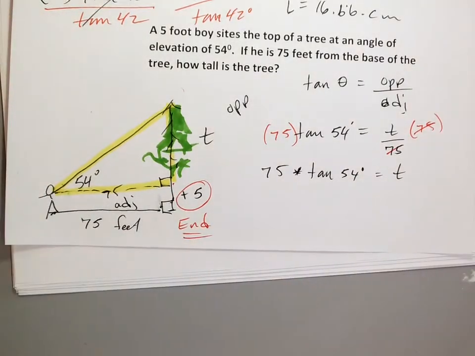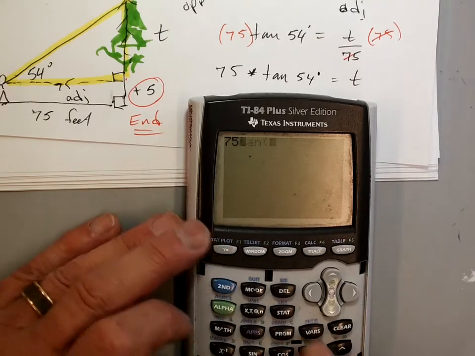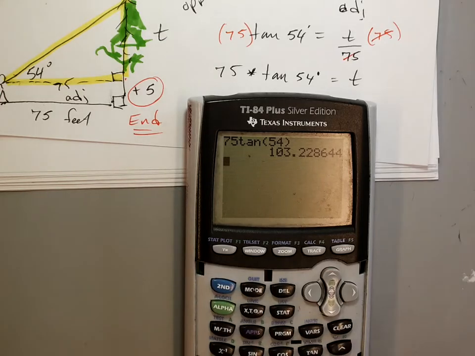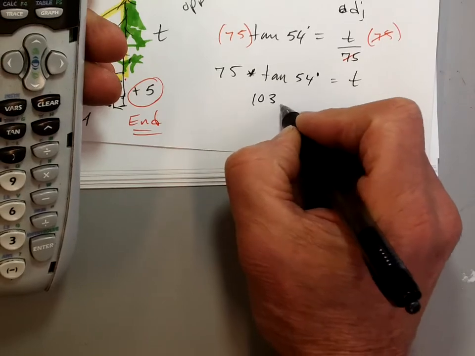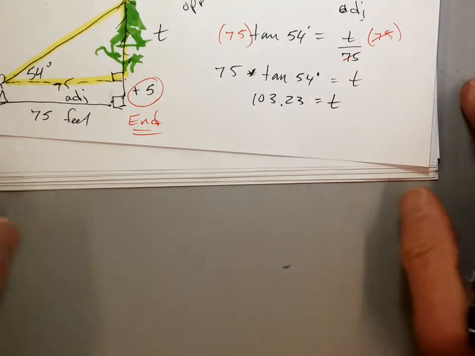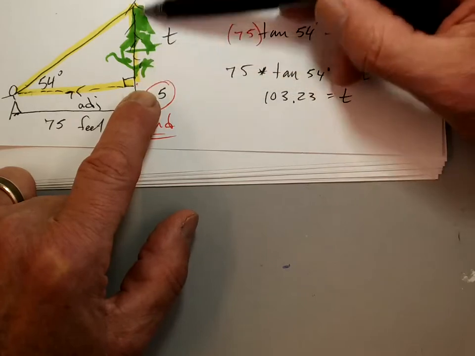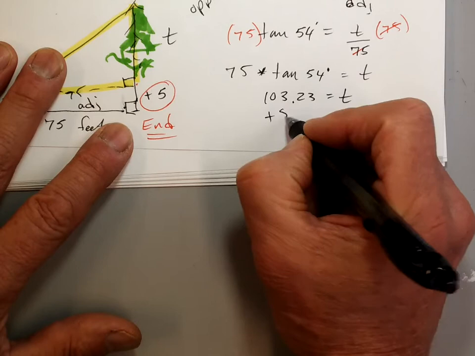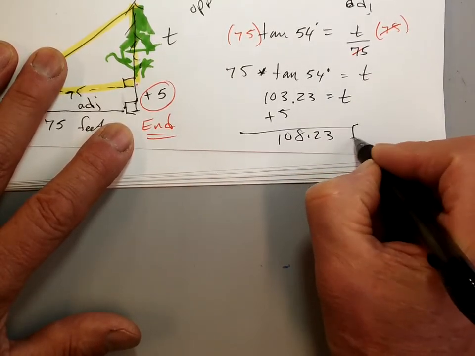Okay, so I'm just going to use my calculator again. I'm going to go 75 tangent of 54, and I get an answer of about 103.23. Okay, so then I get 103.23 is equal to t. And I'm almost done, except for the fact I need to add in this 5 feet, because the triangle I found from here to here is 103.23. So I add in 5 and I get 108.23 feet. There it is.